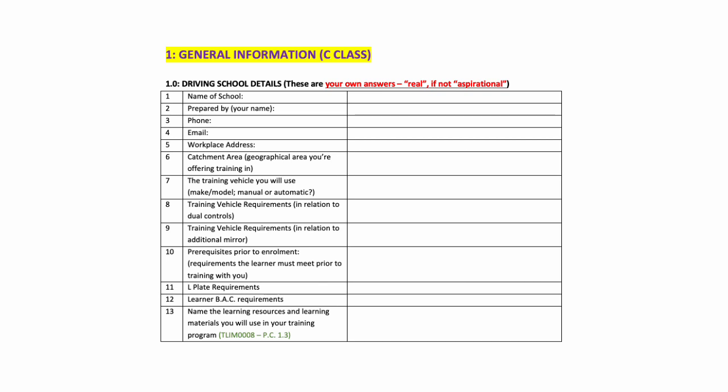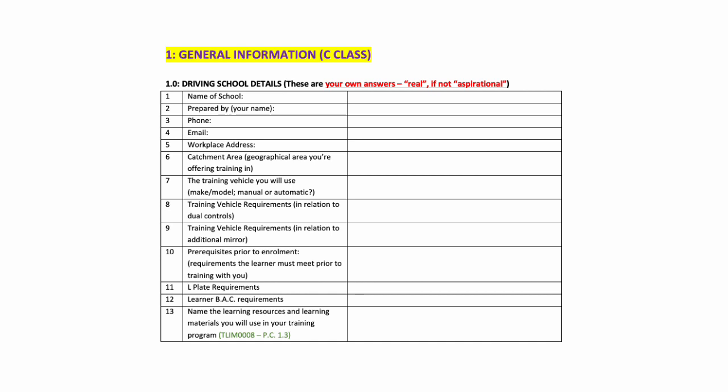Okay, in this slide we've got general information for C-Class, and here we've got just the general driving school details. These can be your actual situation, or they might be something that you're planning in the future, so they could be aspirational. So first of all, put the name of the driving school, prepared by, that's your name as in the student, your contact details, phone number, email, workplace address, your catchment area, that's the geographical area from which you're training in, so it might be around the Logan area or Sherwood area.